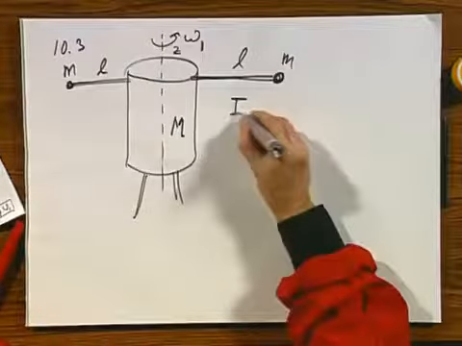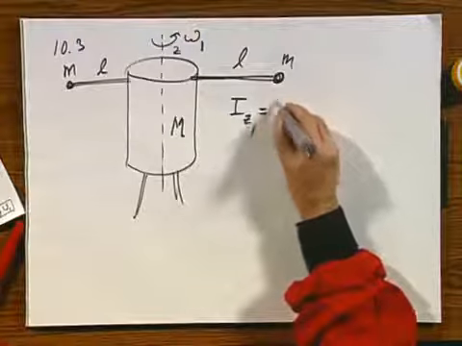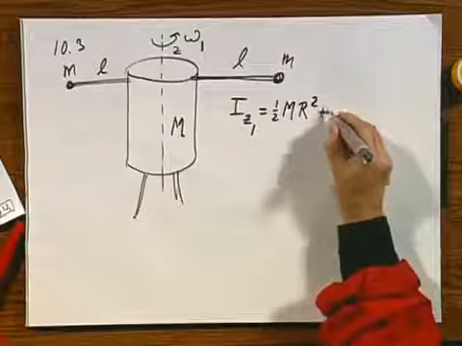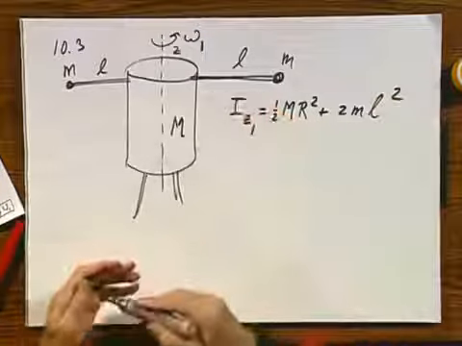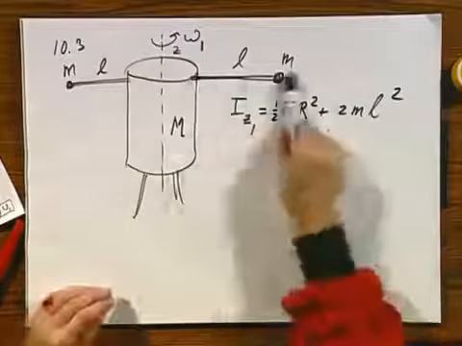The moment of inertia about the axis Z in position 1 equals 1/2 mR squared, which is the moment of inertia of the cylinder, plus 2mL squared, whereby this is obviously the additional moment of inertia due to these two arms.